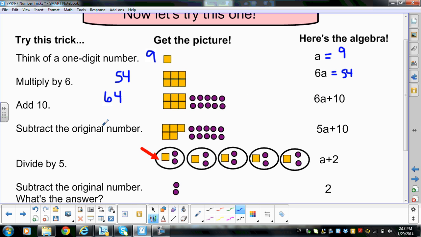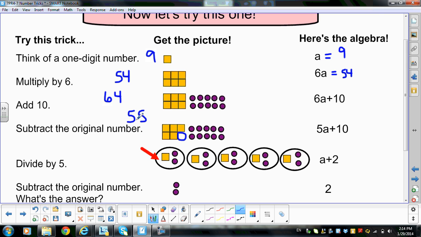So subtract the original number. So look at 64 and take away the original number, which is 9. So 64 minus 9 gives me 55. I love what they did here. They subtracted one of my little 9s. Okay, so they took away a 9.